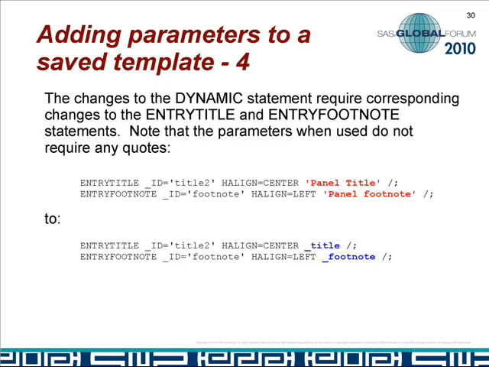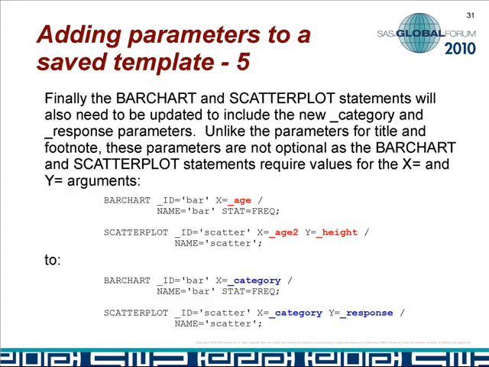To make use of these new title and footnote parameters, I've replaced the hard-coded quoted text in the entry title and entry footnote statements with the parameters which do not need any quotes. In the same way, the new category and response parameters can be used in the bar chart and scatterplot statements to replace the generated age, age2 and height parameters.